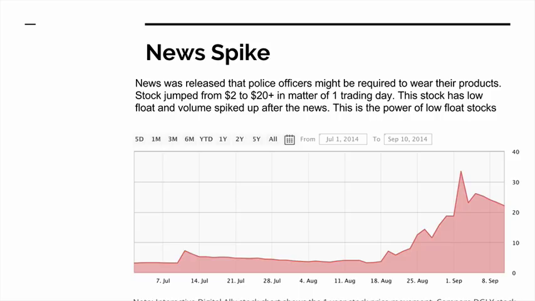This shows the power of low float, because this stock has really low float, and the volume wasn't that strong throughout the months. But as soon as this news was released that police officers and law enforcers might use their product, that it might be a mandatory requirement, it jumped up in one day. When volume goes up because of news, plus the stock is already low float, this will spike the price up. So these are the stocks we're looking for. We're looking for these types of breakouts.